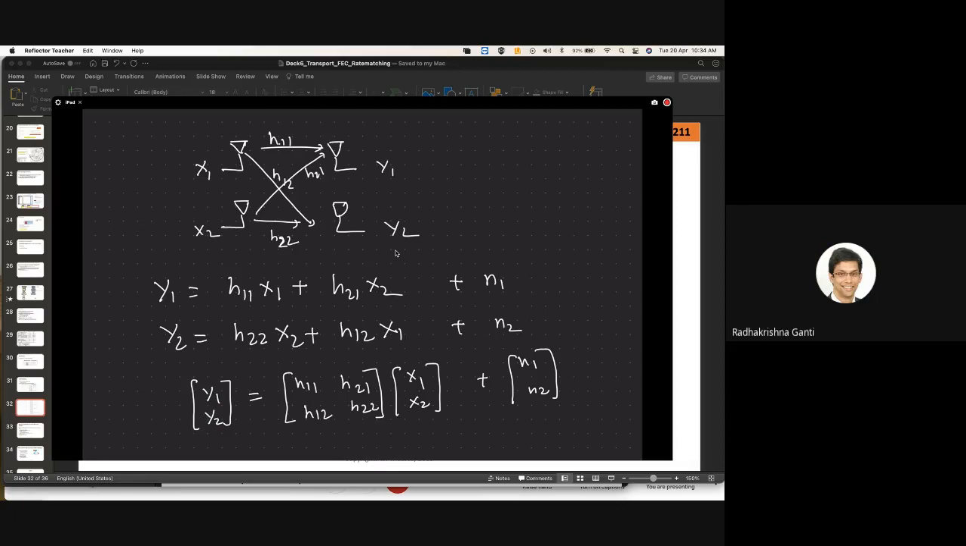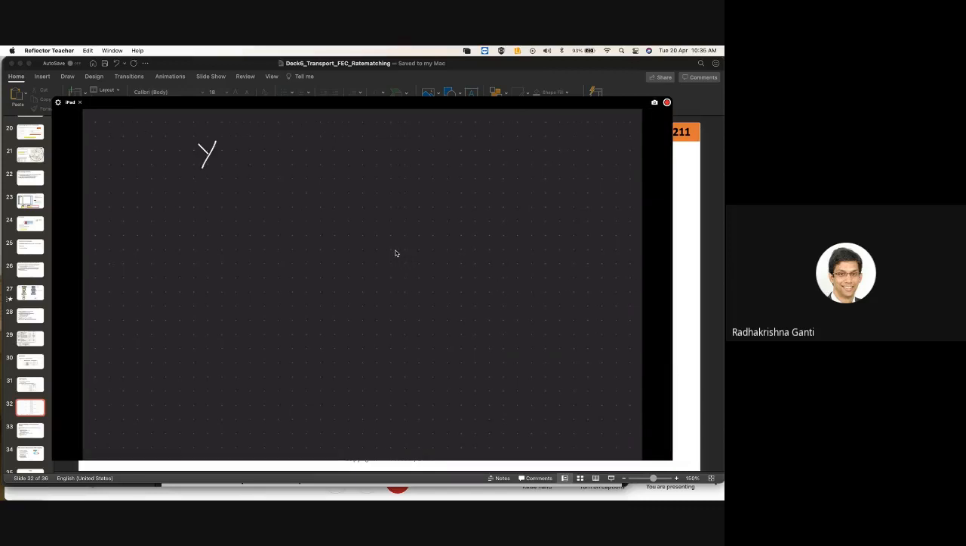Is this correct? H11 X1 plus H21 X2. Yes, okay. Yes, it is correct. So, just look at this equation for 1 minute. Okay, I will then write the next equation. So, what do we have finally? We have Y is equal to H matrix, X matrix plus noise matrix.